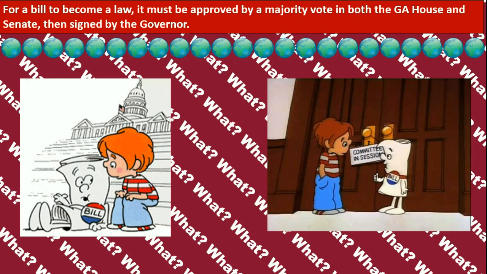But, let's say the House committee voted in favor, then the full House voted in favor, then the Senate committee voted in favor, then the full Senate also voted in favor, then and only then would the bill be sent to the governor's office. The governor has the opportunity to sign the bill into a law, or he could veto it and the whole process would start over.